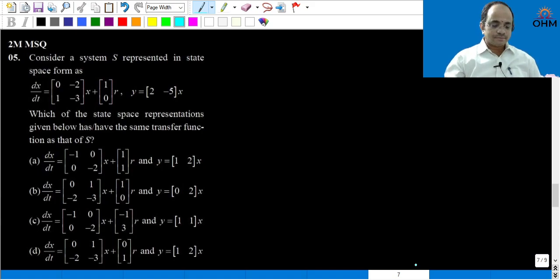Next one, a state space model is given. It is an MSQ; here two answers are correct. Consider a system S represented in a state space form as some state space equation is given. As per this state space notation, this is matrix A, this is B, and this is C. Now, which of the state space representations given below has or have the same transfer function as that of S?